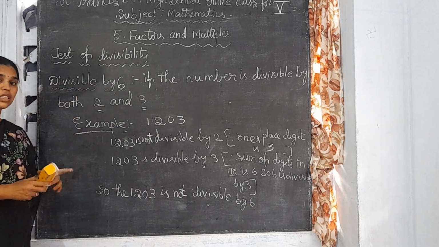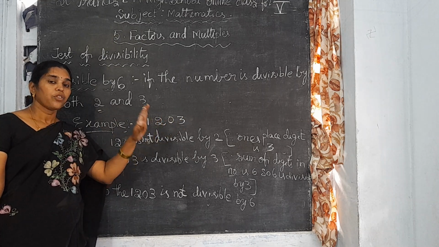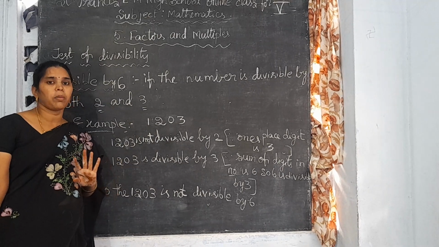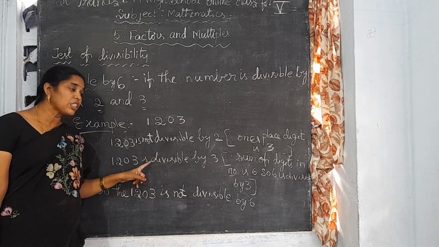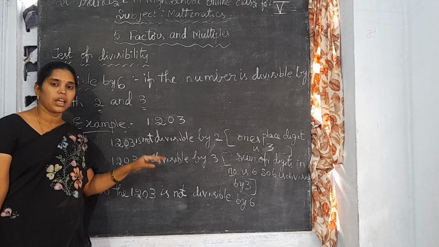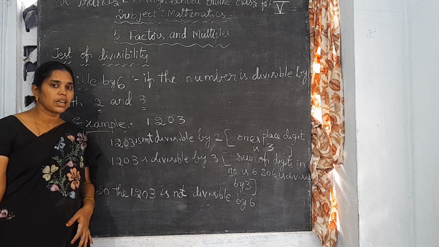Is it clear, children? This is very important. You can take any number. If it is divisible by both 2 and 3, then only it is divisible by 6. If it is not divisible by any one of them, then the number is not divisible by 6. Is it clear, children?